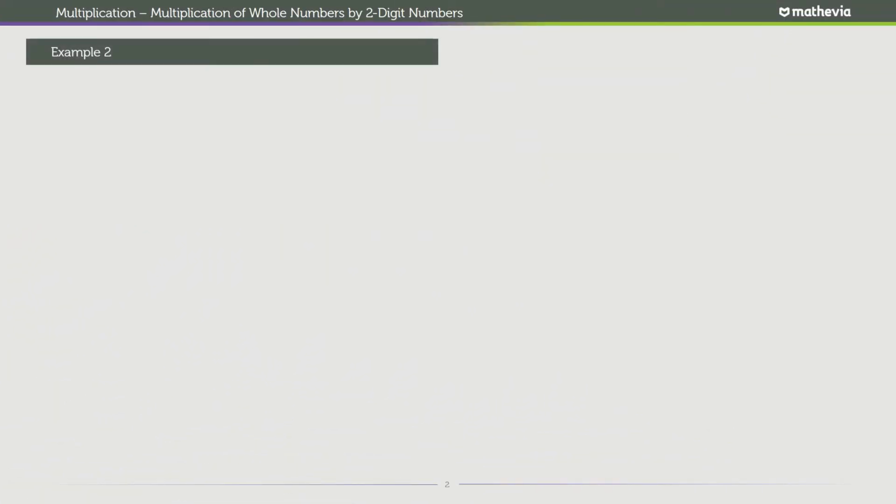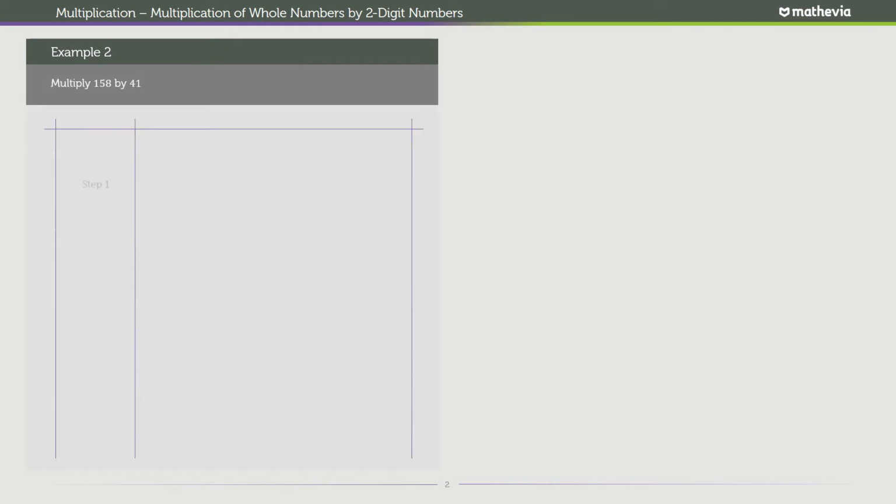Example 2. And example 2 says multiply 158 by 41. Okay, so multiply 158 by 41. And we start off multiplying digit by digit. We start off with 8. Okay, and we say 1 times 8 gives us 8. Then 5. 1 times 5 gives us 5. And then 1. 1 times 1 gives us 1. Very simple.